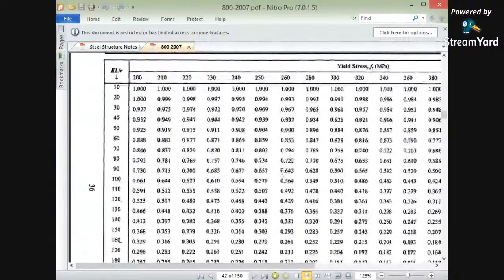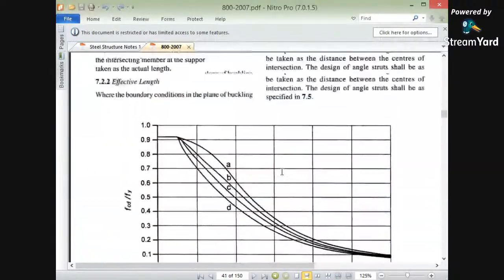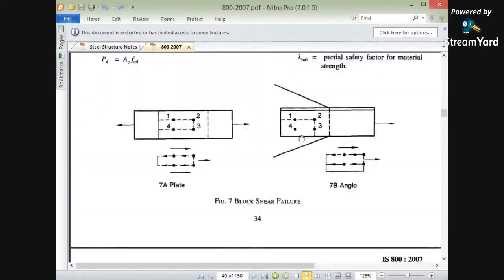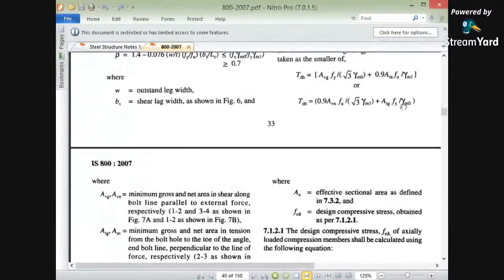Yes, so it has been taken from this. This is nothing but the impact factors.